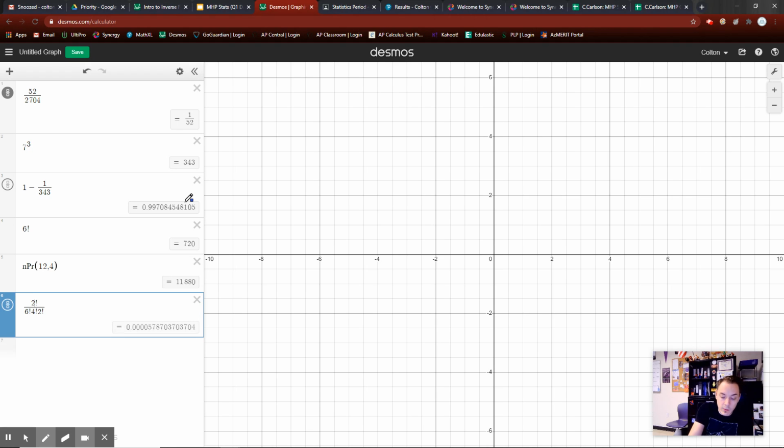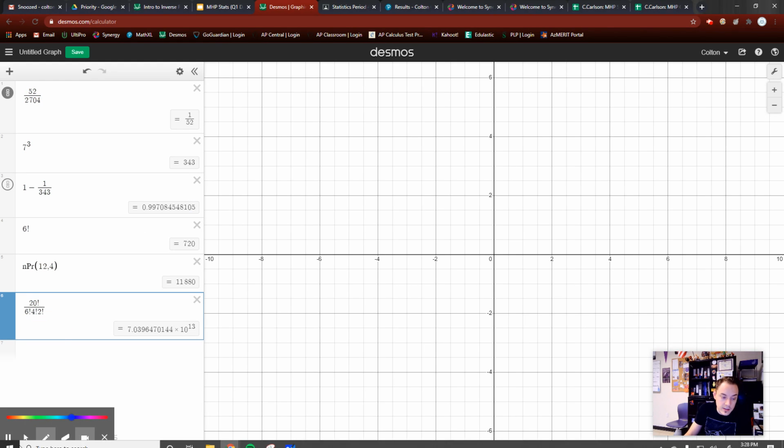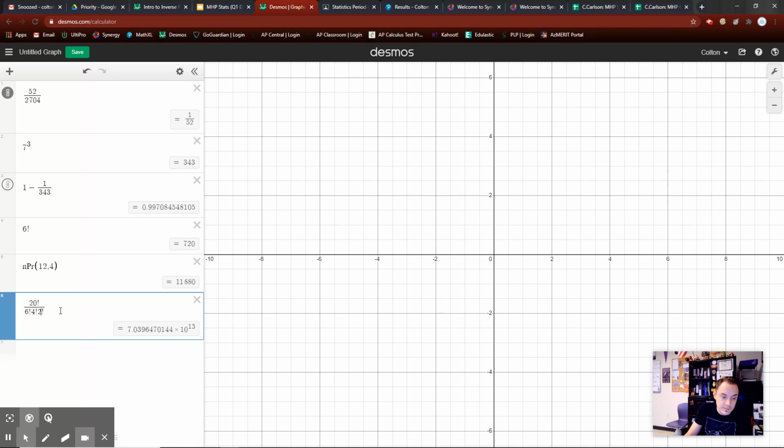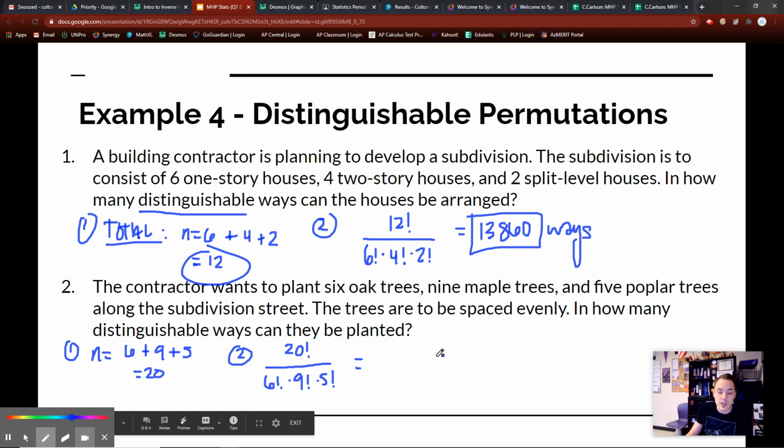So I don't want 12 now, I want 20. And then I can go down. Why can't I go down? That is annoying. 5 factorial, and then right here I have 9 factorial. So this is a rather large number, 77,597,520. Okay, so 77 million.